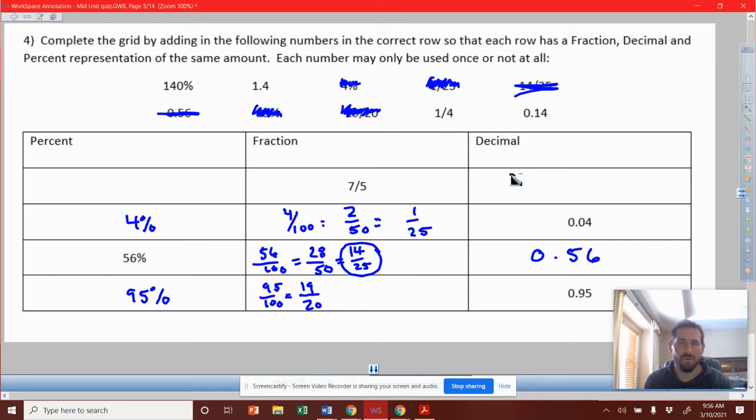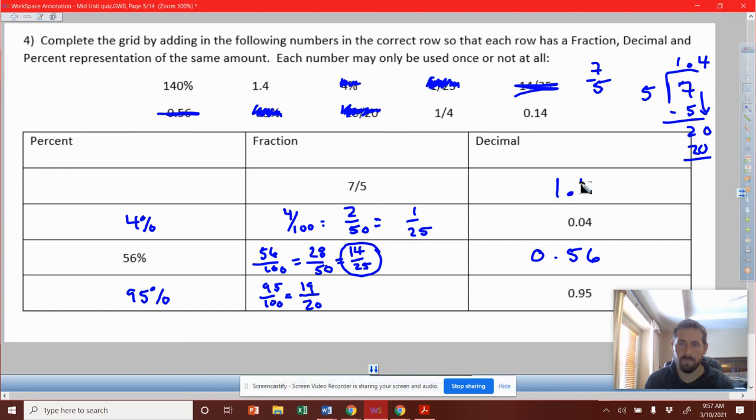So now we've got 2 more boxes to fill, but 4 more options. So my fraction, 7 over 5, if I do the decimal, I've got to do 7 divided by 5, right? So how many 5's go into 7? 1. 5 times 1 is 5. I'm going to minus that and get a 2, so I got to put a decimal in here. Bring this down. How many 5's go into 20? It's 4. 5 times 4 is 20. So there's my answer, 1.4.